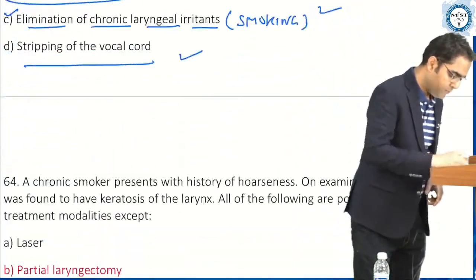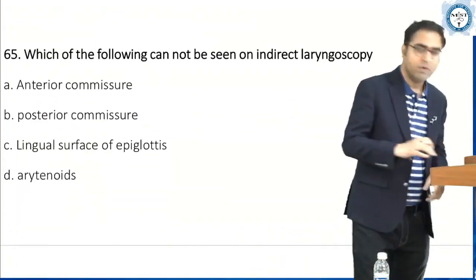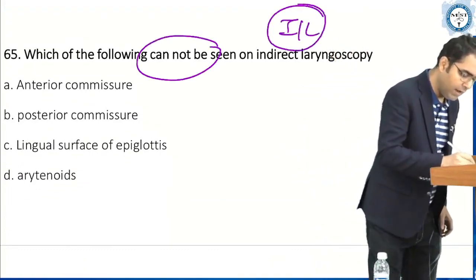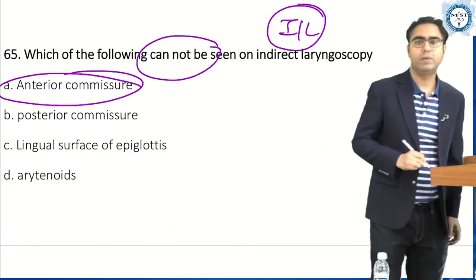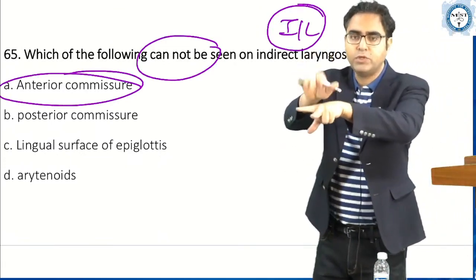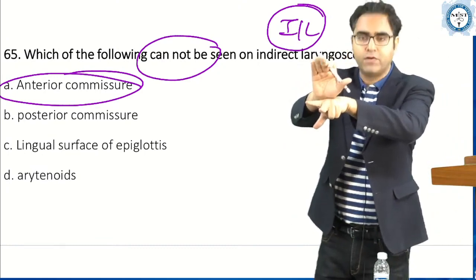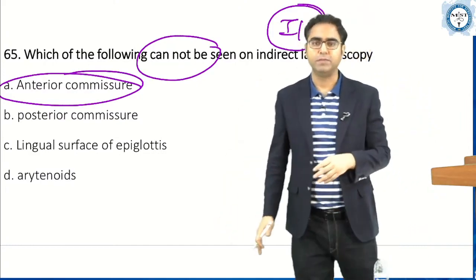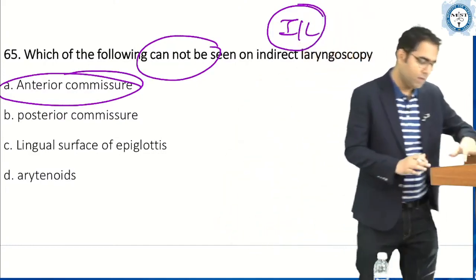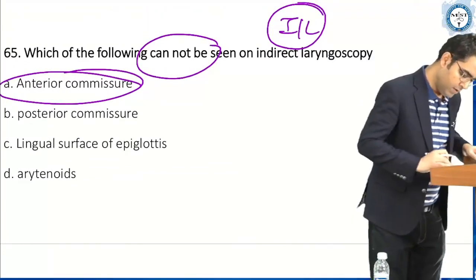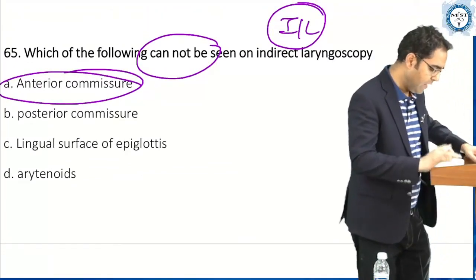Now, we've done this one. Which of the following cannot be seen on indirect laryngoscopy, beta? I hope you remember anterior commissure. I told you, remember, anterior commissure is hidden by the epiglottis, beta. It is partially covered by the epiglottis, so you can't see the anterior commissure. The rest of the things can be seen, beta. Okay, now, these are the various questions of the larynx, beta.